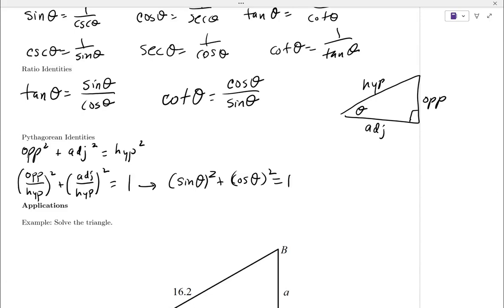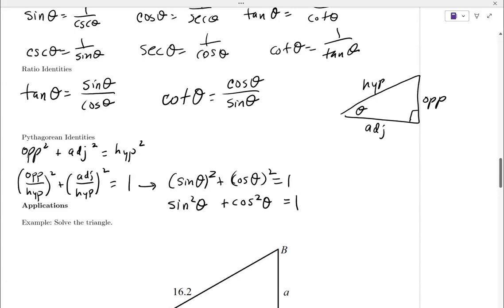This is not typically how we write those functions, by the way, but this is what they mean. So sine of theta quantity squared plus cosine of theta quantity squared equals 1. That's one of our Pythagorean identities. But we write this in a shortcut manner, so we don't have to write parentheses all the time. Okay? A shortcut way to write this is we put the square on the function name.